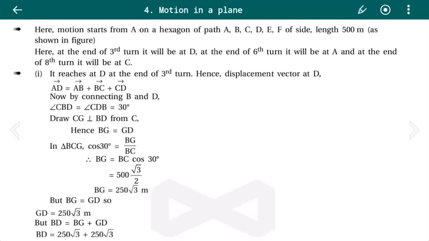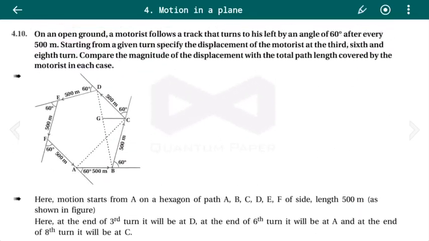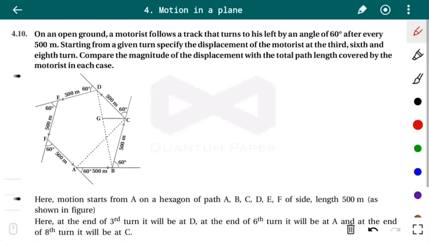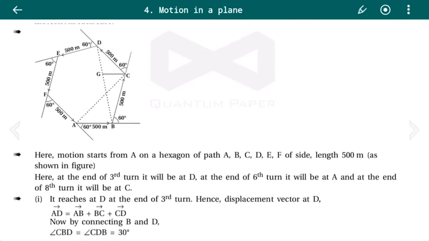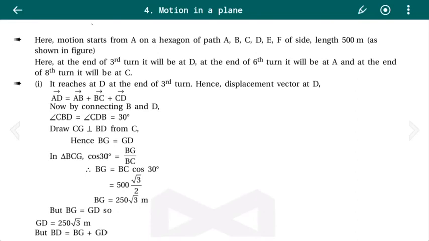So draw CG perpendicular to BD from C. Again here we need to draw the perpendicular line from C on BD. Thus this line CD will be equivalent to CB. Hence BG equals GD.